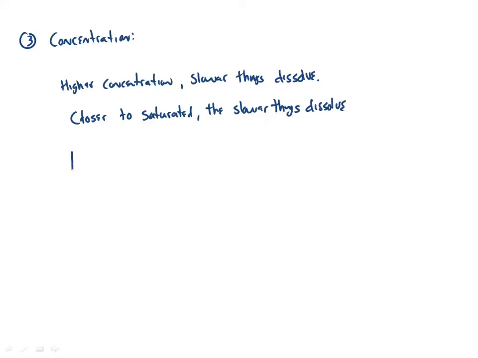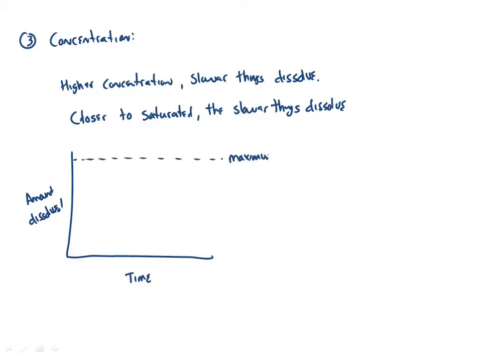For instance, if I kind of draw a graph where this is the amount dissolved and this is the time, and if I kind of draw a line up here where this is the maximum, or that's where it's saturated, then for very little amounts it'll dissolve quickly, but as we approach that saturation point, that line levels off. And the reason for that is, if we take a look at it, it's called localized concentration gradients.